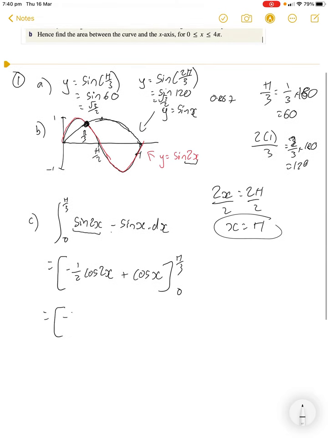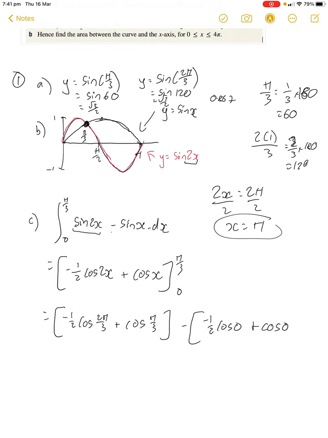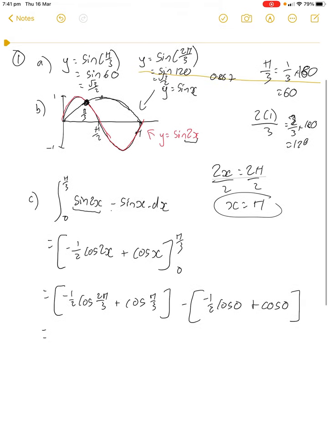Make some substitutions in now, like what we do. Negative 1 over 2 cos 2 pi on 3 plus cos pi on 3 minus negative 1 over 2 cos of 0 plus cos of 0. Lovely. You can make these back into degrees if you want to keep your calculator in degrees and calculate them. And when we do that, we're going to end up with the following. I've got the answer sitting right here to make things a little bit easier. This ends up being 1 over 4 plus 1 over 2 minus negative 1 over 2 plus 1.